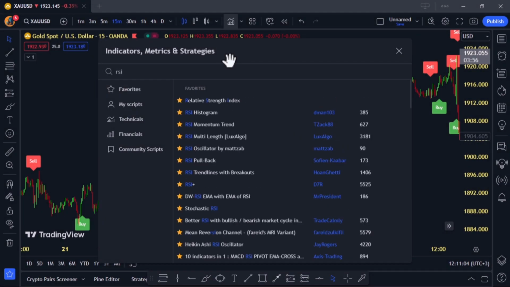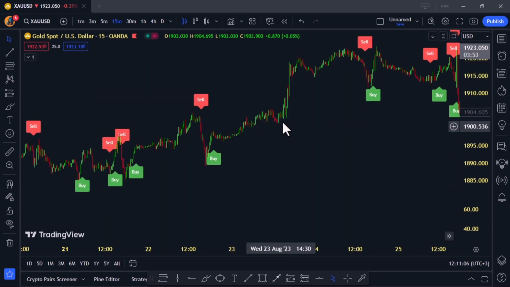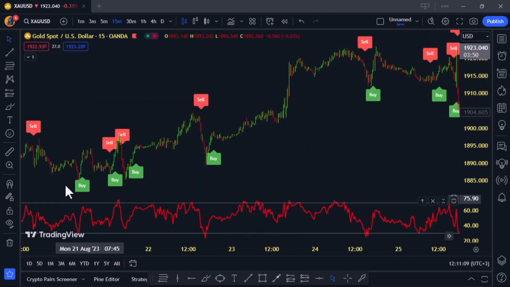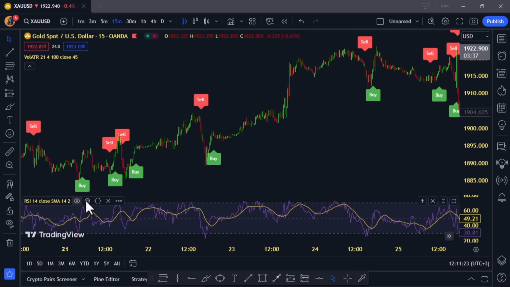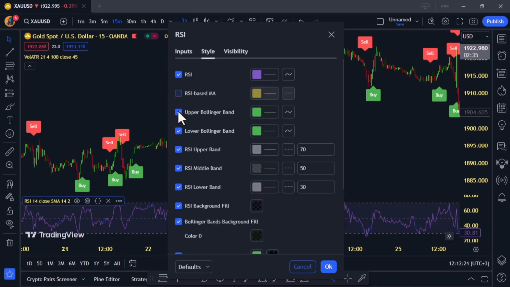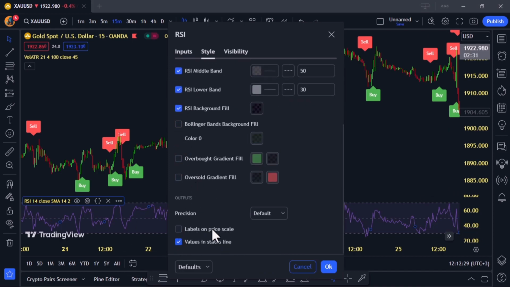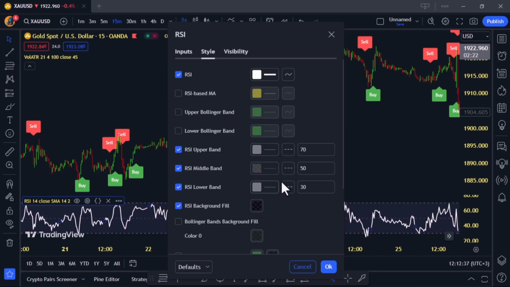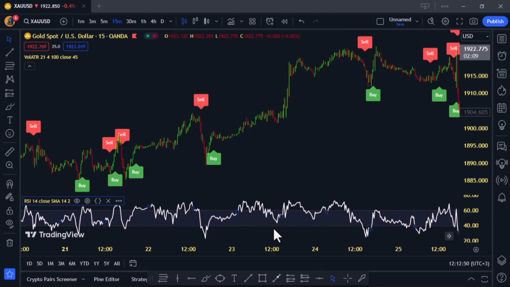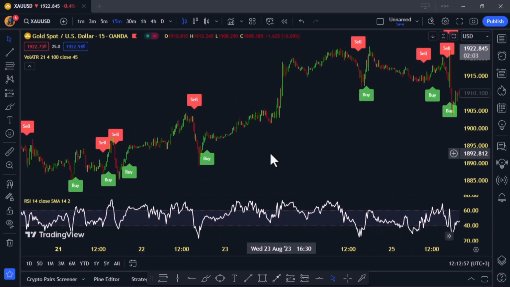Next up, let's add the Relative Strength Index or RSI indicator to the chart. We can use it as one of our filters for the signals. But hang on, before we use it, I'll walk you through some tweaks in the RSI settings. Great! Now the RSI indicator helps us spot signals with more strength.